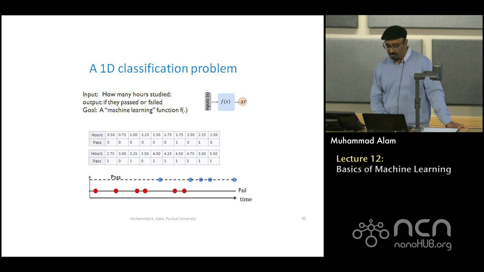Moreover, you can see that if you do it that way, you will do an injustice to these points, because of course they passed. If you just put an arbitrary threshold here, then you are saying that after doing 2 hours of study, it's impossible to pass, which is not correct.